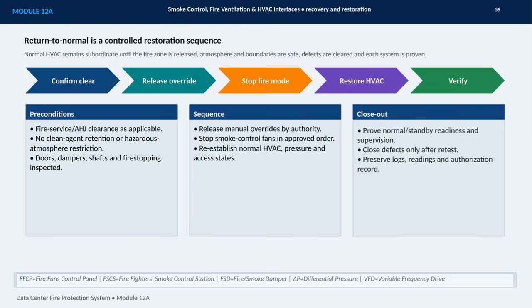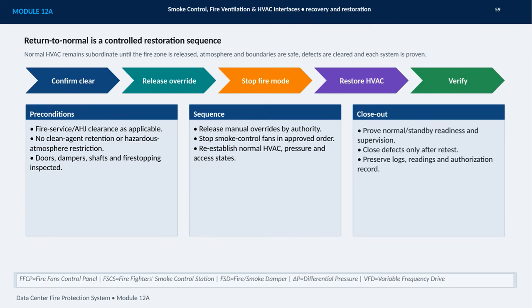Return to normal is not an automatic reset. It is a controlled restoration sequence, and normal HVAC remains subordinate until the fire zone is formally released and conditions are proven safe. The process begins with the preconditions. Confirm fire service or AHJ clearance where applicable. Verify that there is no clean agent retention or hazardous atmosphere restriction, and inspect doors, dampers, shafts, and fire stopping.